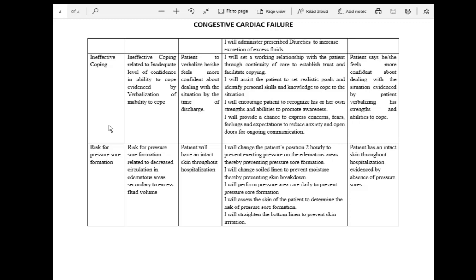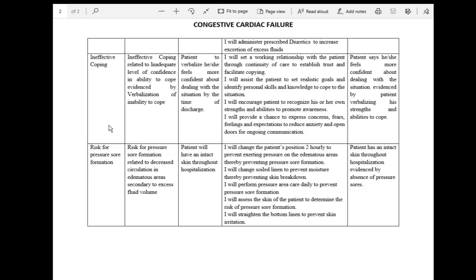So our nursing diagnosis: risk for pressure sore formation related to decreased circulation in edematous areas secondary to excessive fluid volume. So you find that this risk of pressure sore formation is coming as a result of decreased circulation going to the edematous areas, and this is as a result of excessive fluid volume.